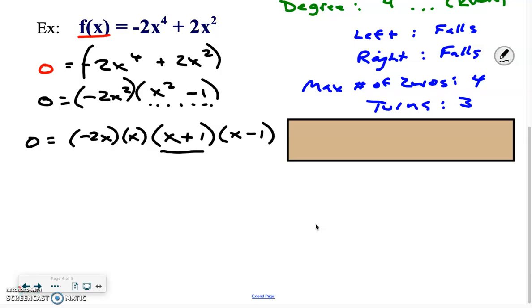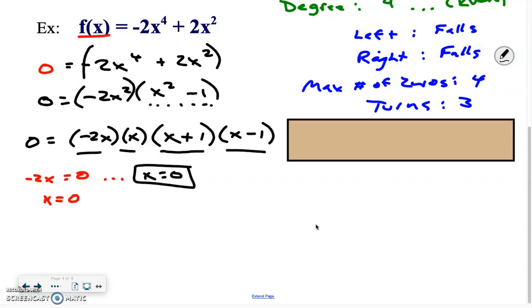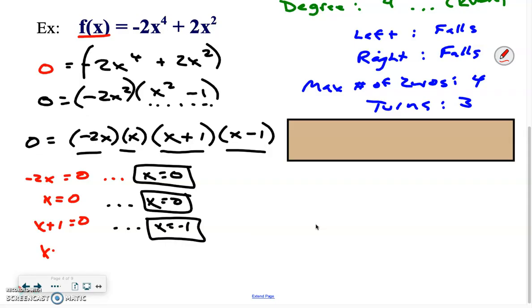So once we have these factors, I'm going to set each of these equal to 0, correct? So negative 2x equals 0. Solving that out, we get that x is equal to 0. 1 down. All right, next up, set the x equal to 0. There really isn't anything to solve. We've got it, x equals 0. Okay, x plus 1, my factor, set that equal to 0. What does x equal here? Negative 1. Finally, x minus 1 is equal to 0. Set that up, x equals positive 1.